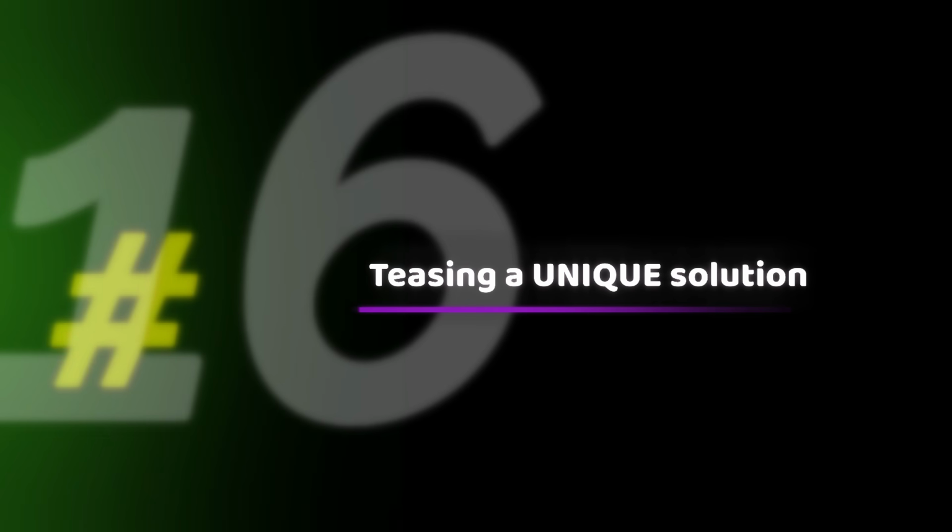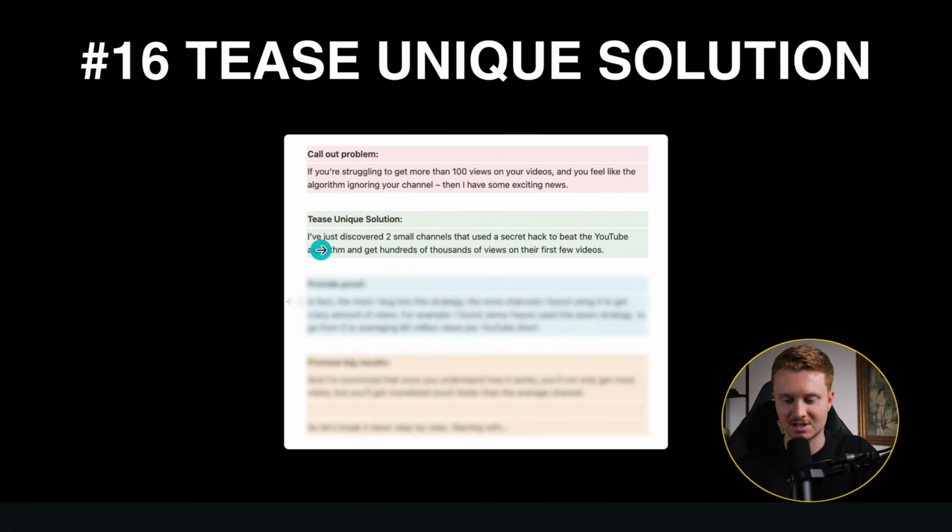So like I shared previously, next you want to make sure in your hook you're teasing unique information. As you can see here, I said, I've just discovered 2 small channels that use a secret hack to beat the YouTube algorithm and get hundreds of thousands of views on their first few videos. So by teasing this unique solution, we're driving up curiosity in the viewer's mind because they're now excited about what this secret hack is and how they can use it to help them get more views and subscribers.